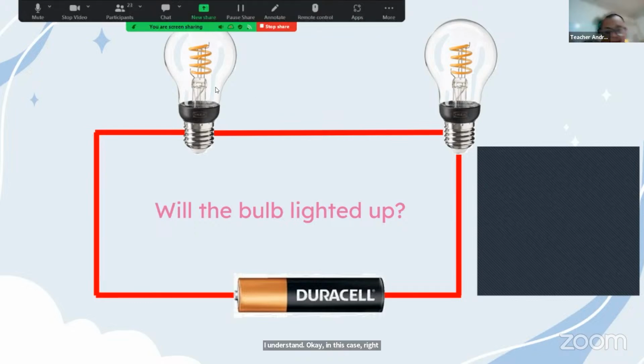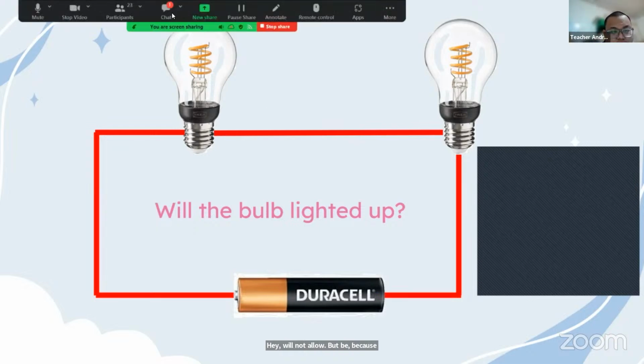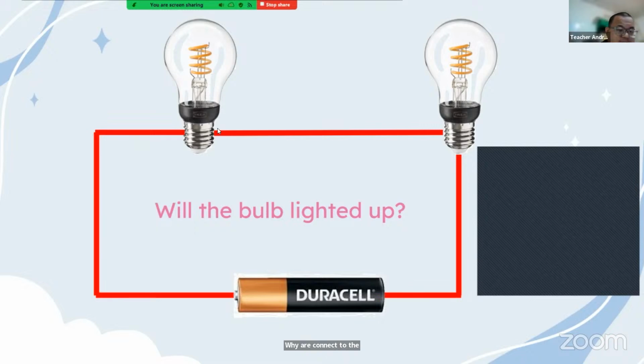A will not light up, but B will light up because for A, yes, the wire connects to the metal casing, but the metal casing is a conductor, so current flows through the metal casing. However, in order for the light bulb to light up, one wire must connect to the bottom of the light bulb. So for A, current flows through, yes, but not flowing up because this wire must go down in order to flow up.